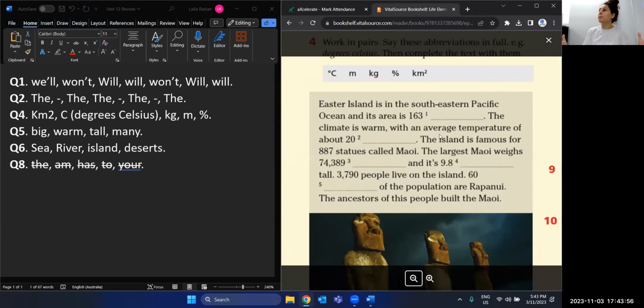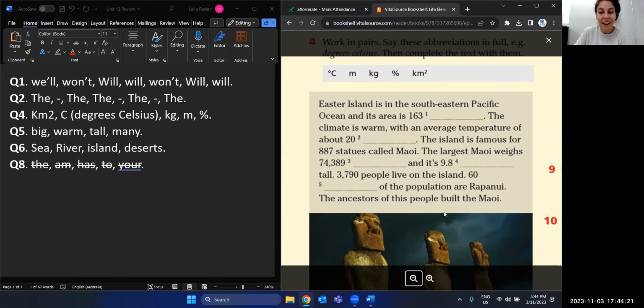So we need to know measurements, because when we're speaking about a place, usually we talk about what's the population, what's the temperature at a certain time of year, how big is the island. Yeah, we need to know these measurements to describe a place. We can't just talk about a place. It's nice to always give detailed information about the measurements.